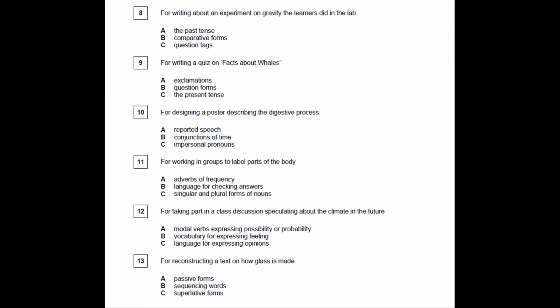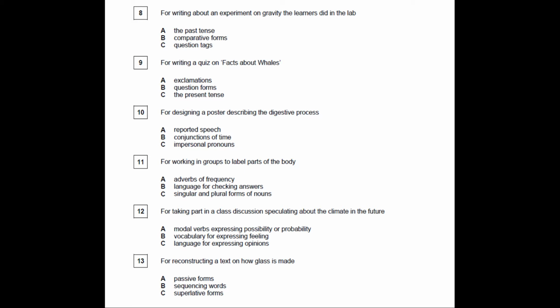In the next group of questions, we need to match different activities with different language areas. We need to find a non-answer. Let's look at number 8. For writing about an experiment on gravity the learners did in the lab, we need the past tense and different comparative forms. We do not need question tags.